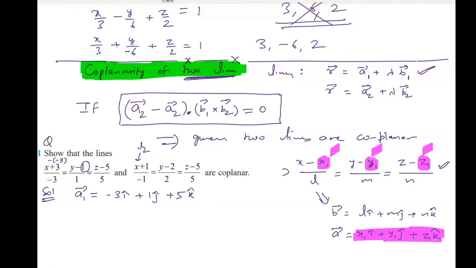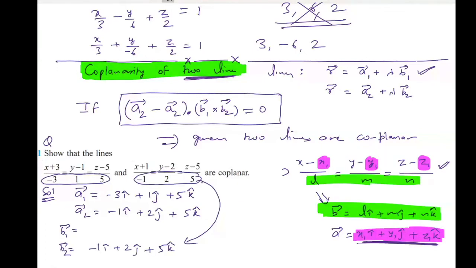Similarly, Varnika will tell me again: the a2 vector, taken from the second line. Minus of minus 1, so i cap, plus 2 j cap and plus 5 k cap, because x plus 1 is nothing but x minus minus 1. So a2 is i cap plus 2 j cap plus 5 k cap. These are a1 and a2. From here we write the b1 vector, which is minus 3 i cap plus 1 j cap plus 5 k cap.